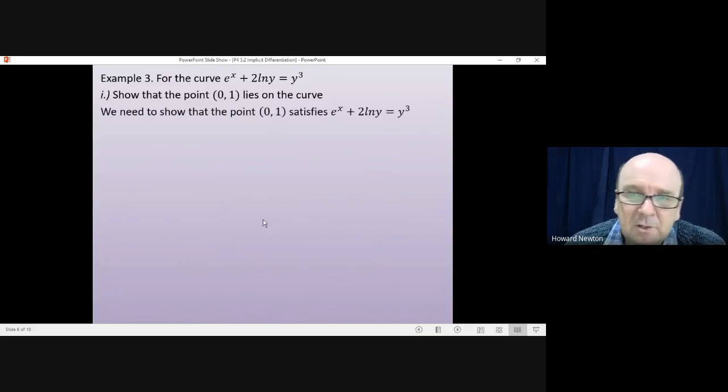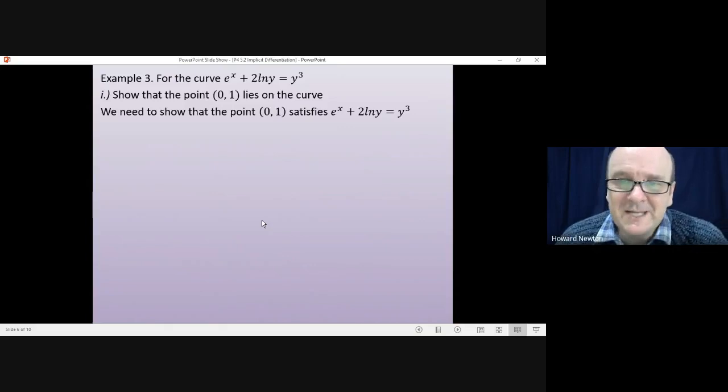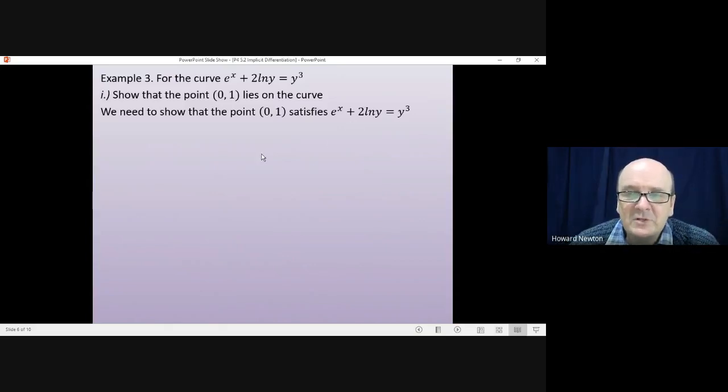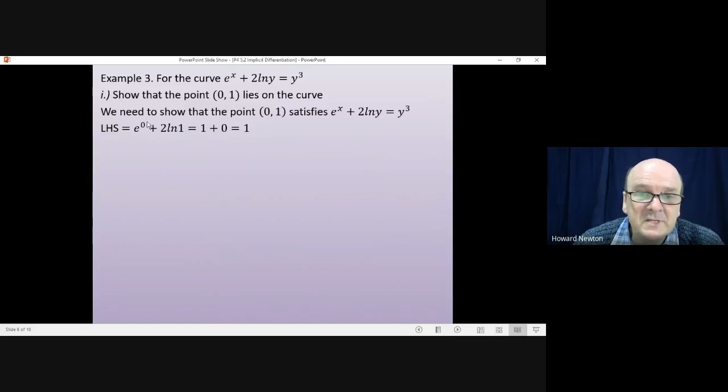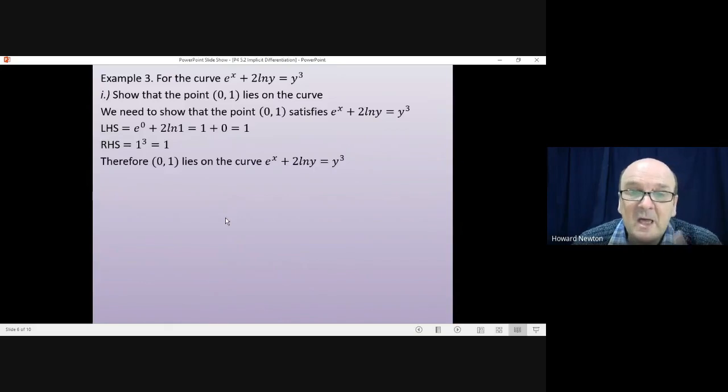Okay, let's have a look. So we need to show that the point 0, 1 satisfies the equation of the curve. One way to do that is to substitute x equals 0 and y equals 1 into the left-hand side, which gives us e to the 0 plus 2 log 1, which is 1 plus 0, which is 1. So the left-hand side equals 1 at that point. And the right-hand side will equal y cubed, which is 1 cubed, which is also 1. So the left-hand side does equal the right-hand side. Therefore, 0, 1 does lie on the curve e to the x plus 2 log y equals y cubed.